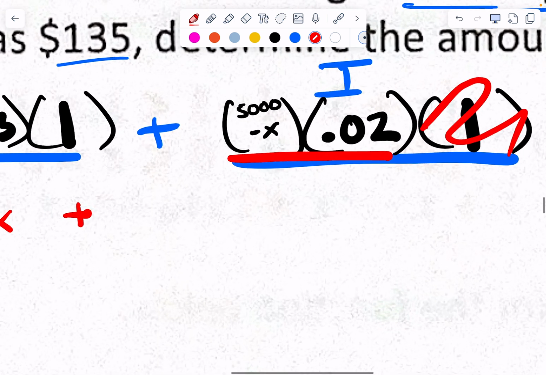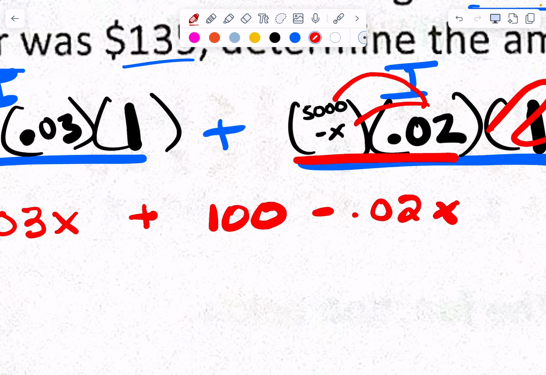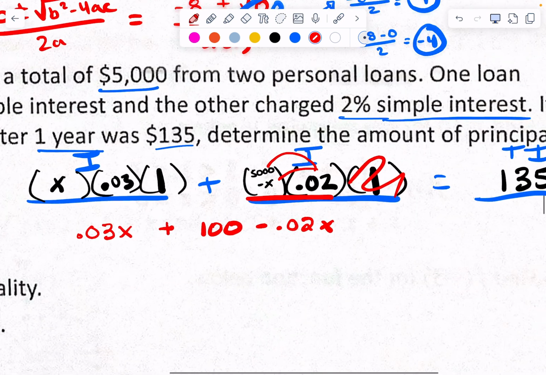So what is 5,000 times... we have to distribute this. 0.02 times 5,000 is 100. Minus 0.02x, we have to distribute it through. Equals 135. Beautiful.